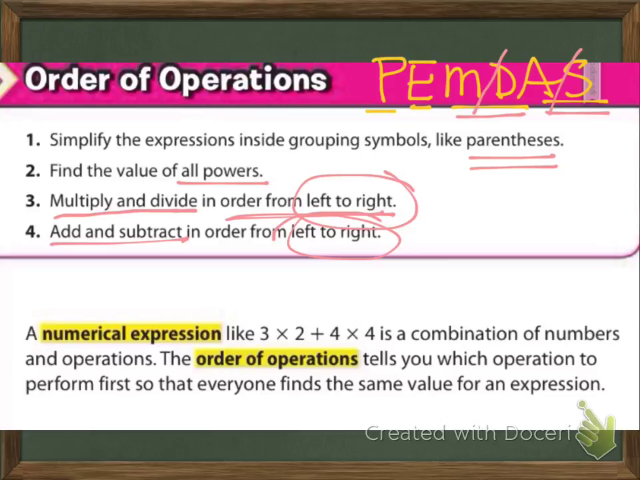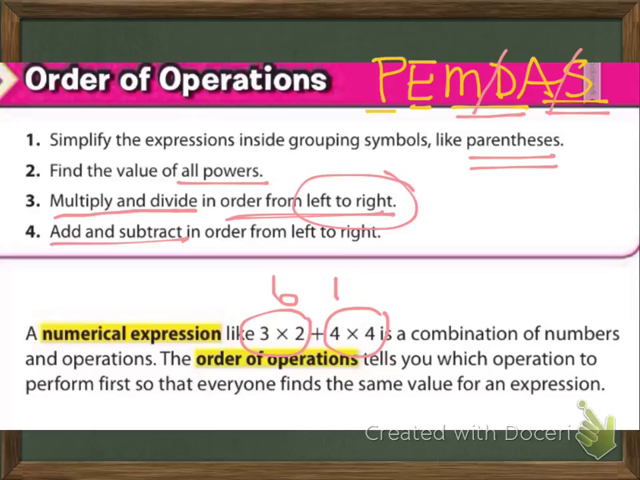Now a numerical expression like 3 times 2 plus 4 times 4 is a combination of numbers and operations. You'll see we have multiplication, we have addition, and we again have multiplication. So if we're solving this out, we can use the order of operations to tell us which one goes first. So the order of operations tells you which operation to perform first so that everyone finds the same value for the expression. And that's really the key here, is that if you're doing the multiplication first and then adding the 2 together, you're going to get the $22.